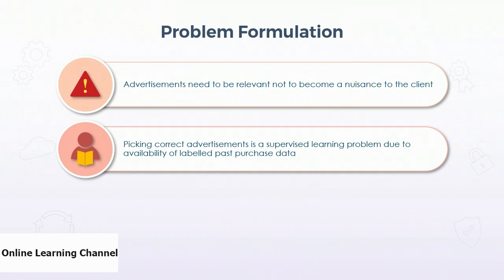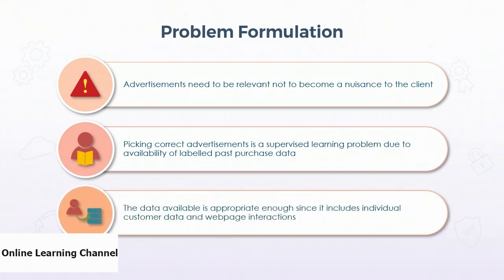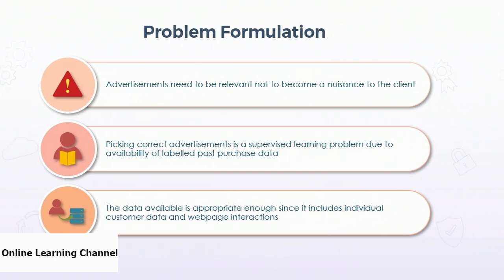This is called a supervised learning problem due to the availability of labeled past purchase data. And the data is appropriate enough because web page interaction of individual visits, that is number of clicks, staying time on the web page, number of scrolls, item classification, and customer log data on the given websites are available with Amazon.